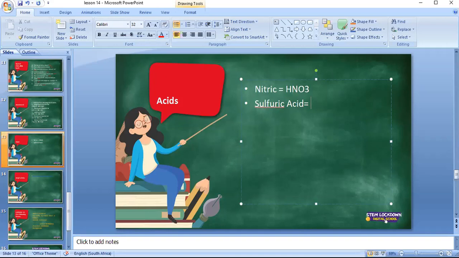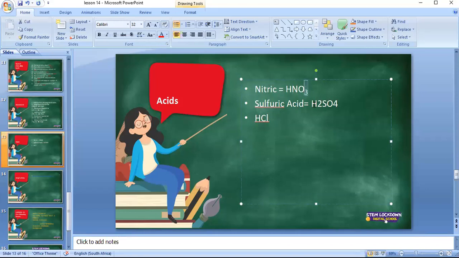And then the last one, the hydrochloric acid, how do you represent it? HCl. It's just that the l is lowercase. Are we clear? Yes, sir.